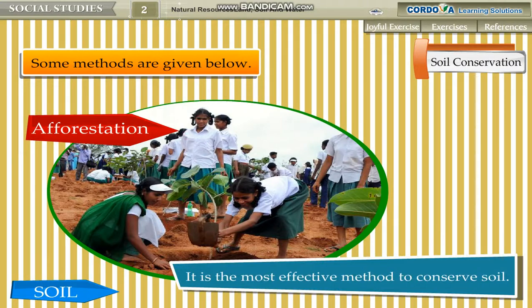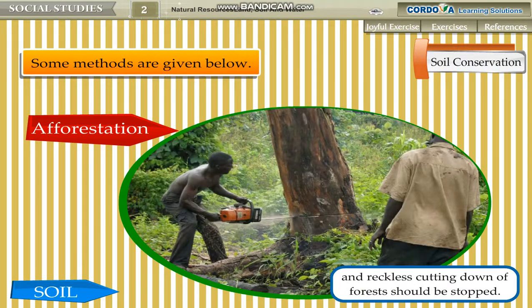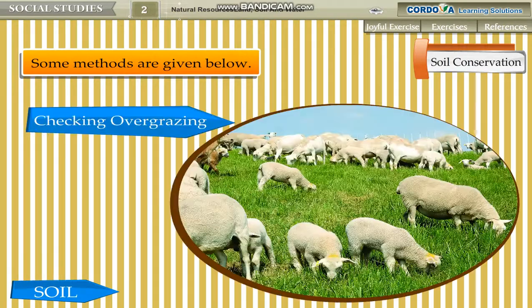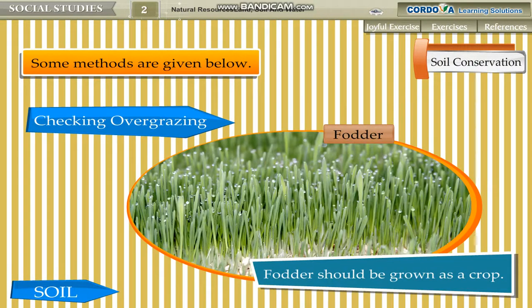Afforestation. It is the most effective method to conserve soil. More and more trees, shrubs and grasses should be planted and reckless cutting down of forests should be stopped. Checking overgrazing. Overgrazing by animals should be checked as the land becomes exposed to rain and wind. Fodder should be grown as a crop.